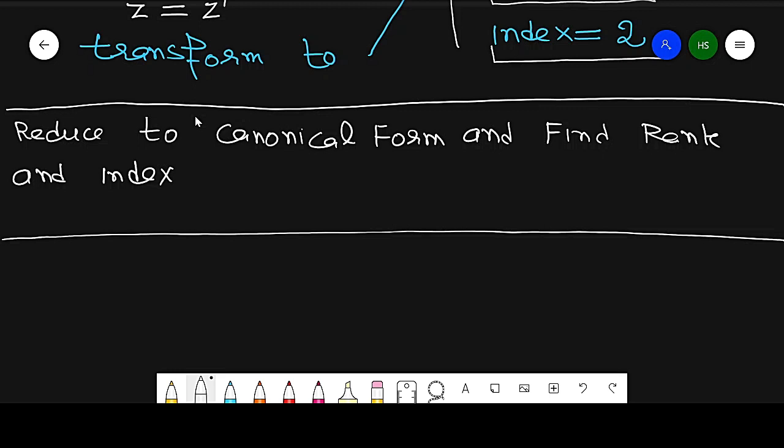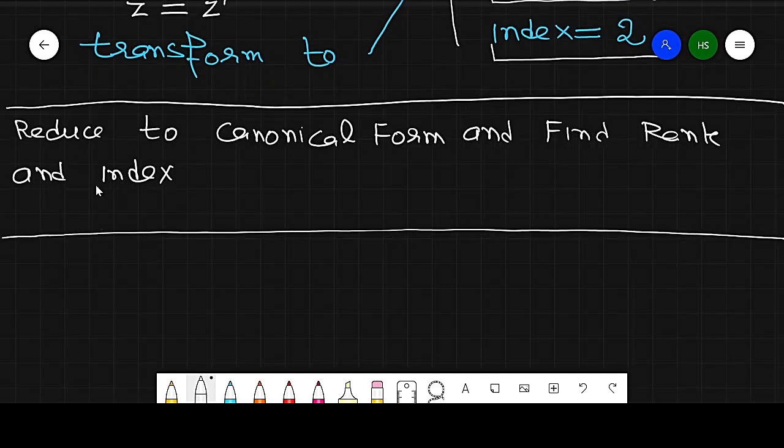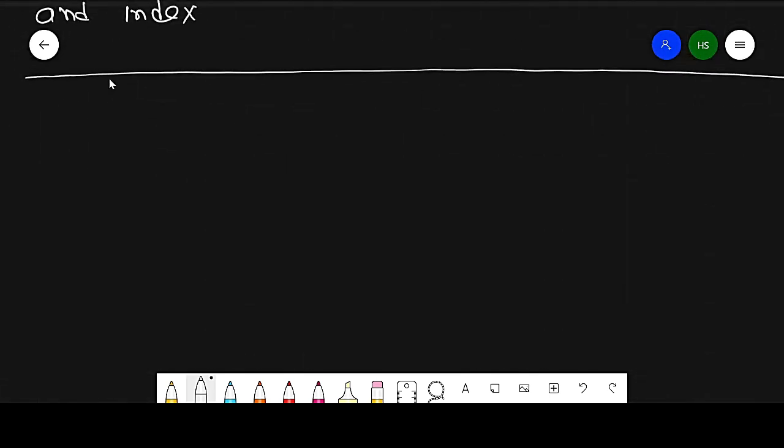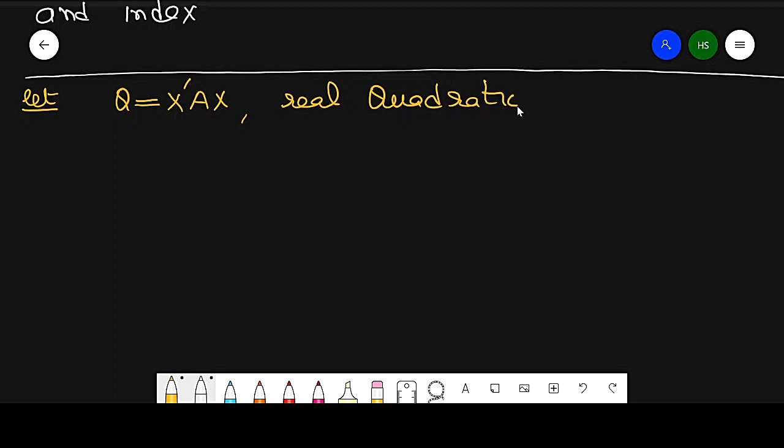Now after that, we will discuss some important terms that we will use in the next lecture. Now we know the quadratic form. So I will write in the quadratic form. Suppose this is Q, which is x dash A x. So this is a quadratic form. If I write this, this is a real quadratic form.